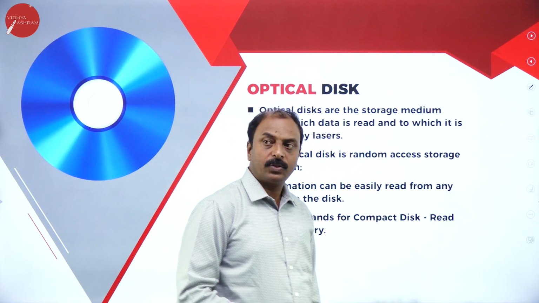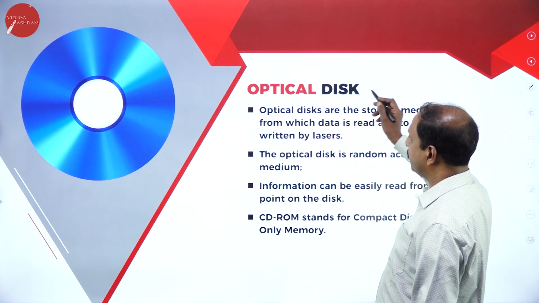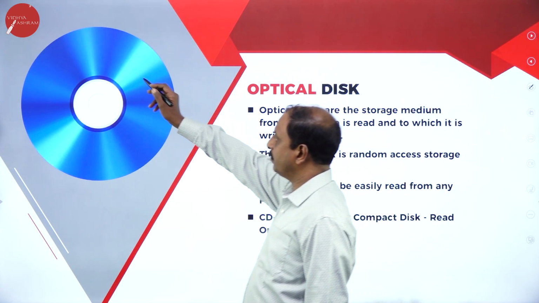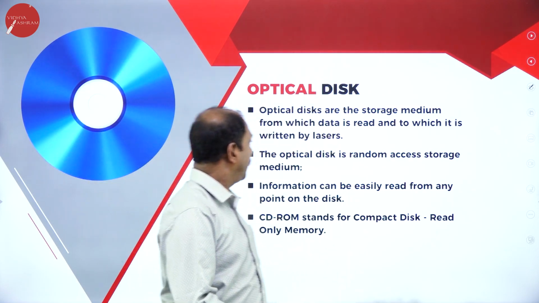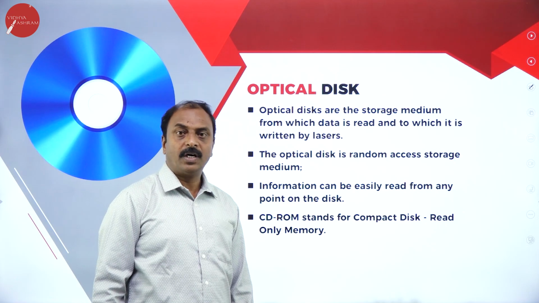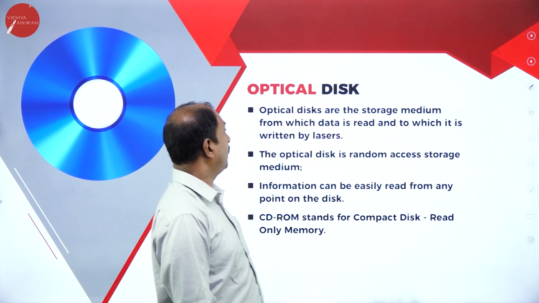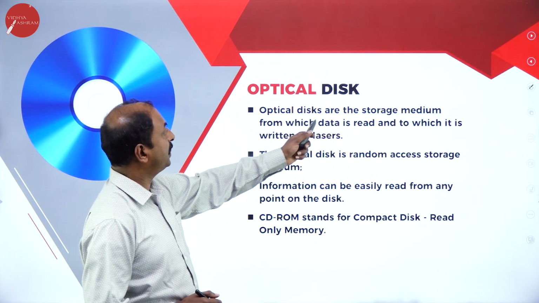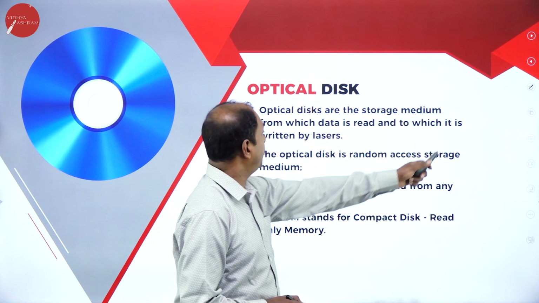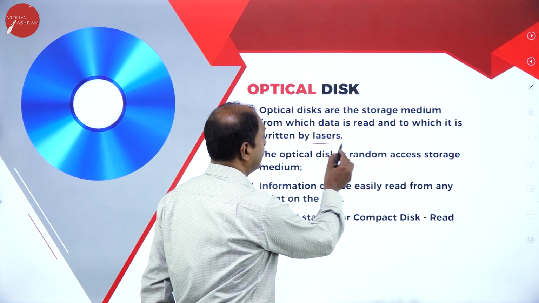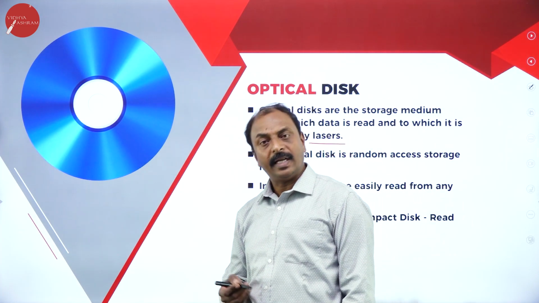Now let us move on to one more secondary storage device, that is the optical disc. By looking at this image, you know what optical discs are. This is nothing but your CD-ROM, that is, compact disc read-only memory. Optical discs are the storage medium from which data is read and to which it is written by lasers. The meaning of the word optics is nothing but light.